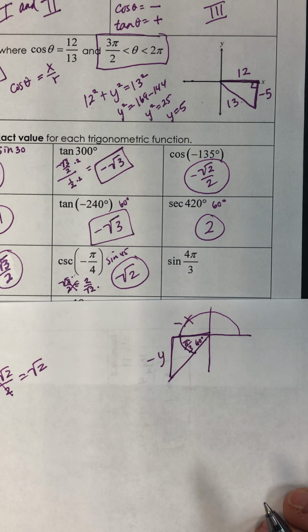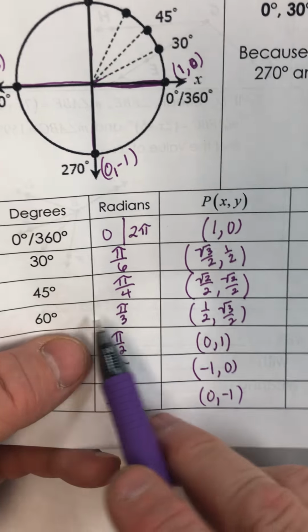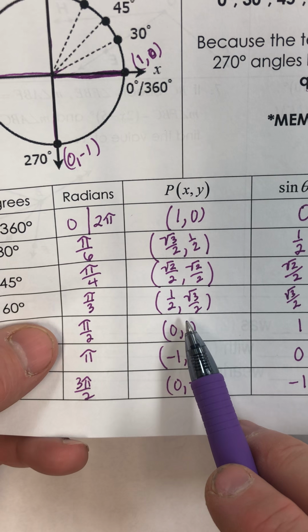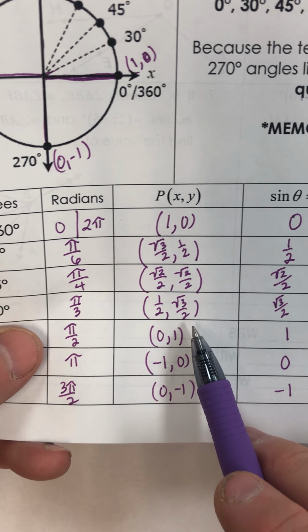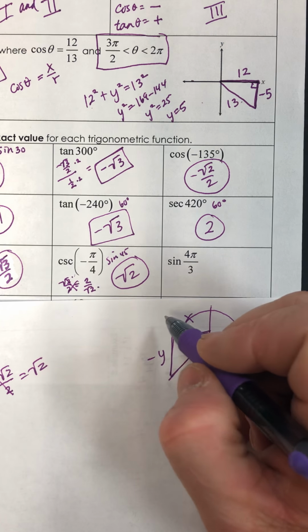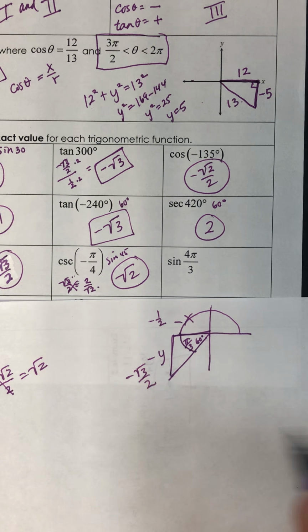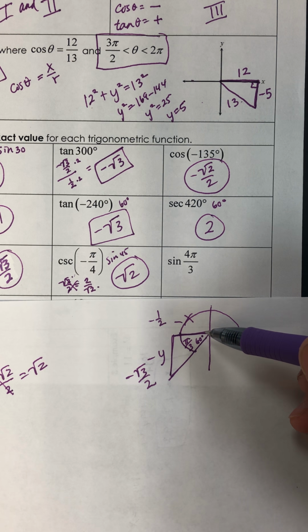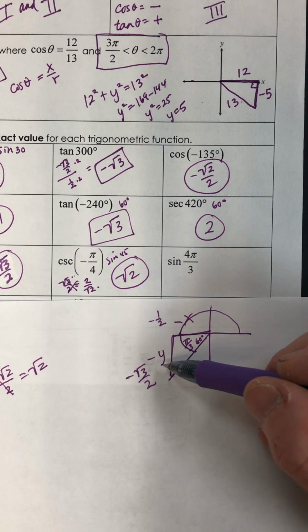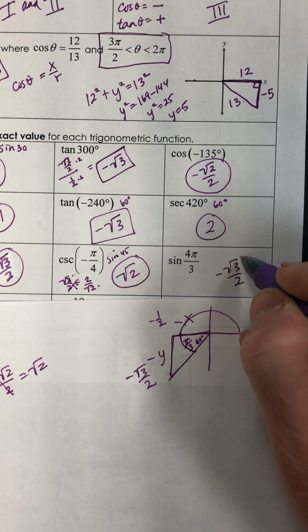So let's go to 60 degrees, or pi over 3, on the chart. 60 degrees, pi over 3. That's 1/2 for x, and square root of 3 over 2 for y. So negative 1/2, and negative square root of 3 over 2. So what is sine? Sine would be then the y value, so negative square root of 3 over 2.